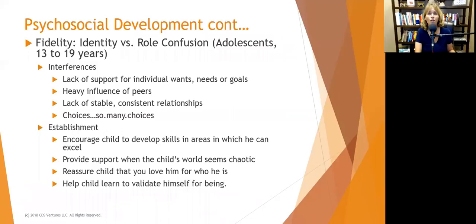Provide support when the child's world seems chaotic, and this can be starting middle school, changes in friends, or bullies or something else happening. Reassure the child that they're loved for who they are, and help them learn to validate themselves just for being. I am good because I'm me, not because I can throw a football, or not because I'm the head cheerleader or whatever, but just because I am a good person.